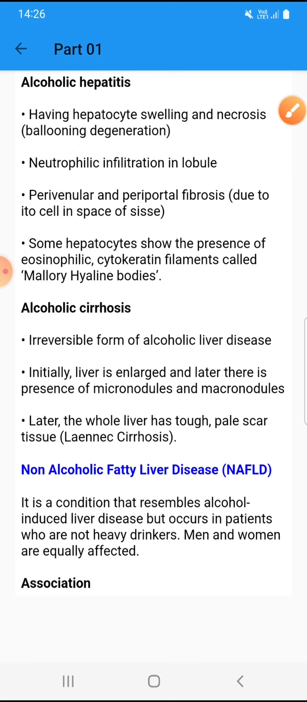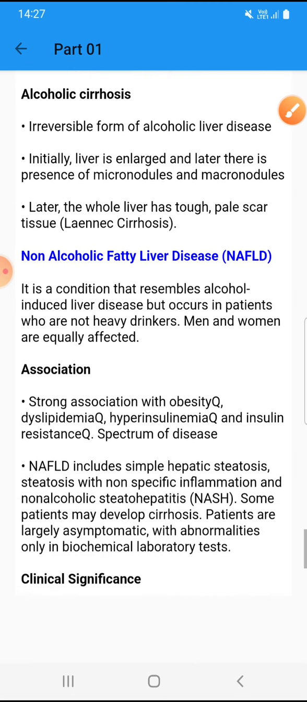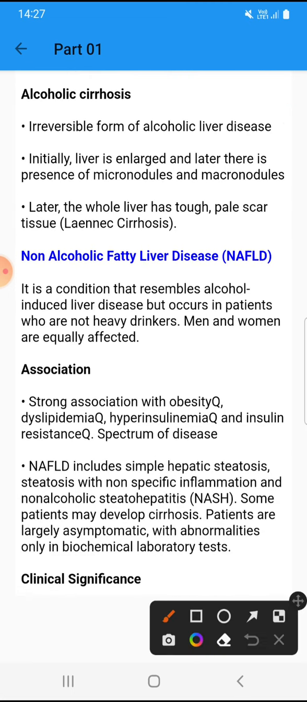Now, non-alcoholic fatty liver disease. It is a condition that resembles alcohol-induced liver disease but occurs in patients who are not heavy drinkers. Men and women are equally affected. There is a strong association with obesity, dyslipidemia, hyperinsulinemia, and insulin resistance.